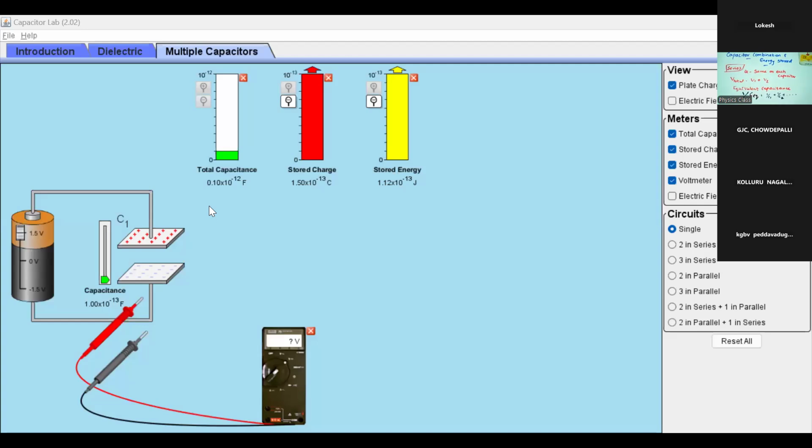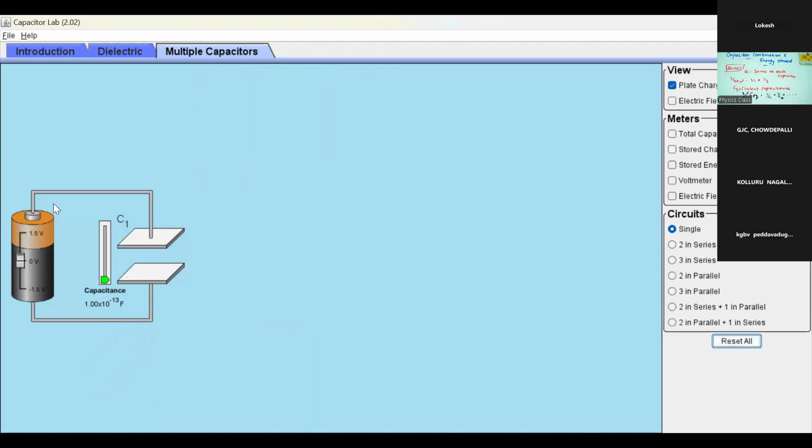So here you can see one battery and two plates, which are separated by some distance. So this is one capacitor. A capacitor has two plates here, an upper plate and a bottom plate, like that.